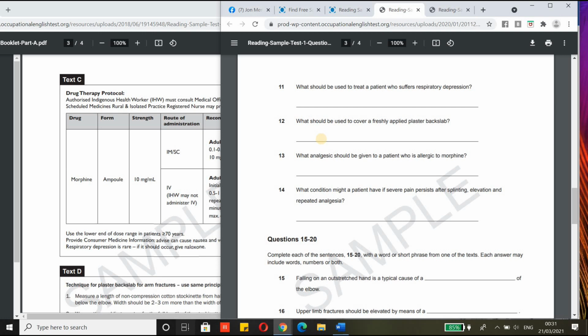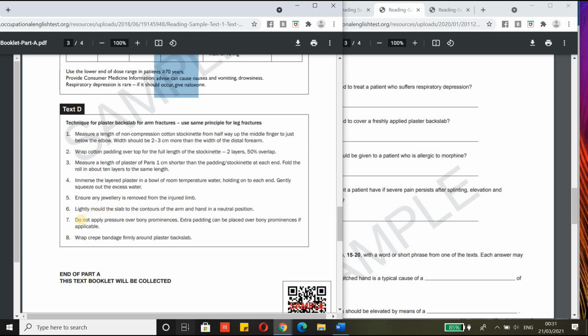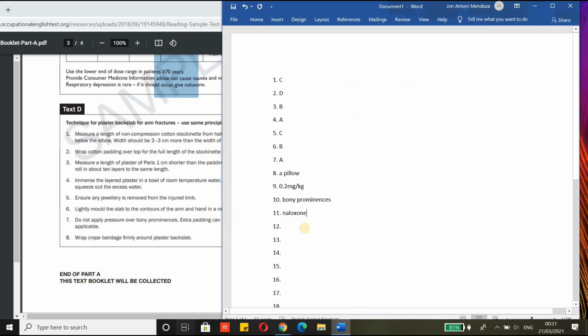What should be used to cover a freshly applied plaster back slab? So wrap crepe bandage firmly around plaster back slab. So I'd put crepe bandage.